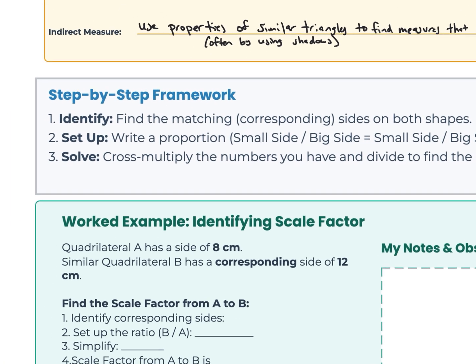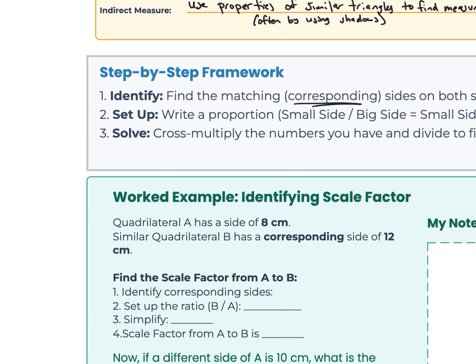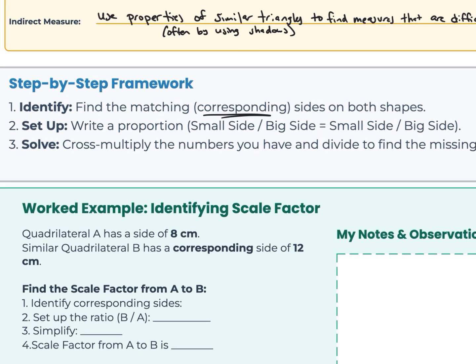All right, so in order to figure out our scale factor, or just to use indirect measure, the big thing is you always want to find the matching or corresponding sides, and then you're going to set up your proportion based on that. So we could do small side to big side is small side to big side. You could do the smaller shape to the bigger shape. So there is some flexibility as long as you are keeping things the same when you set it up. When you start flipping things around, that's when our proportion gets tricky. So we'll look through a few examples.